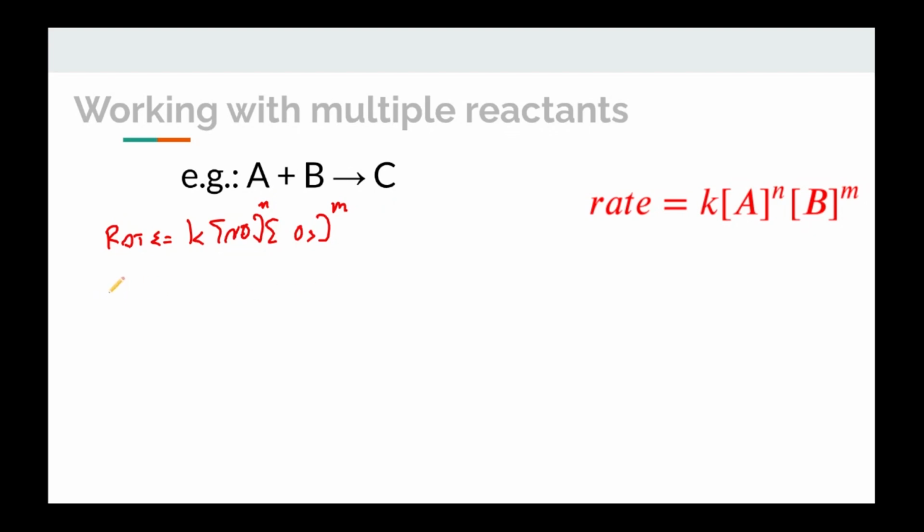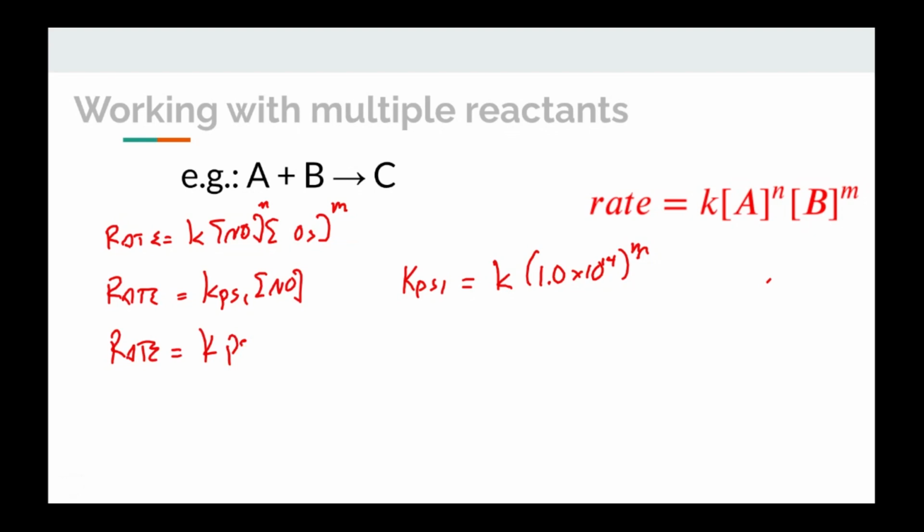So for the first trial, we had rate was equal to the pseudo rate constant for trial 1 times concentration of NO, where Kps1 was equal to the actual rate constant times the starting concentration of O3, which was 1 times 10 to the 14th. And I'm going to leave the unit off here, but it was molecules per cubic centimeter. And that's raised to the m power. And then from the second experiment, we found rate is equal to Kps2 times concentration of NO. Again, we know that that's raised to the 1 power. And Kps2 is K times the concentration of 2.0 times 10 to the 14th molecules per cubic centimeter raised to the m power, because that was the starting concentration of O3 in the second trial.